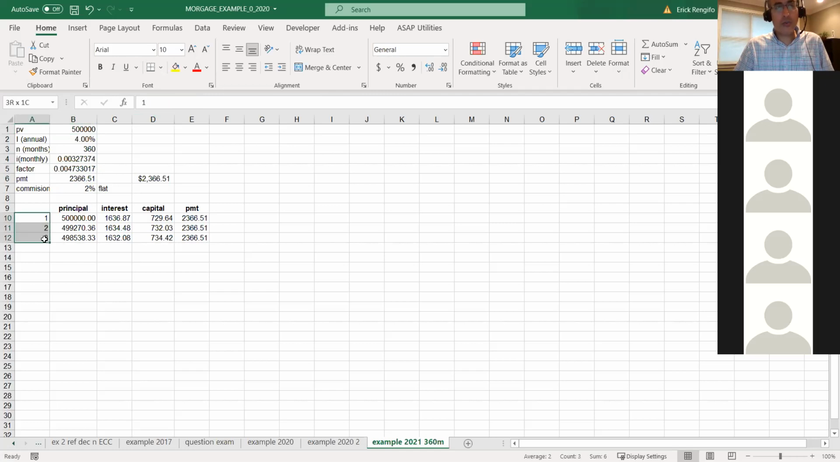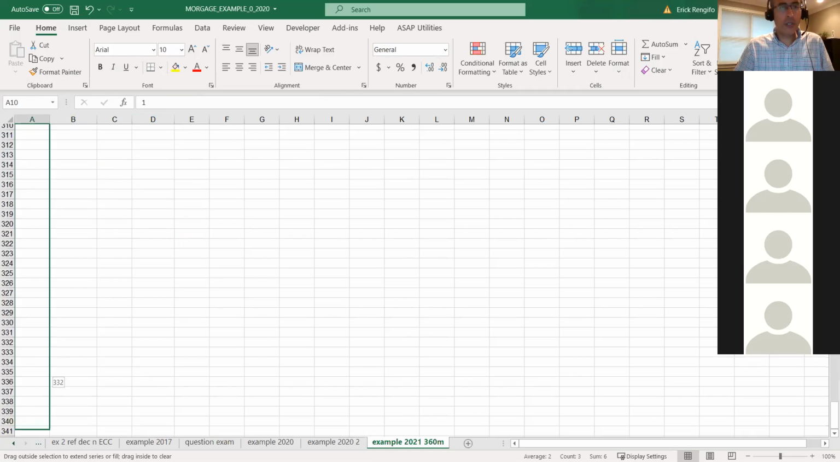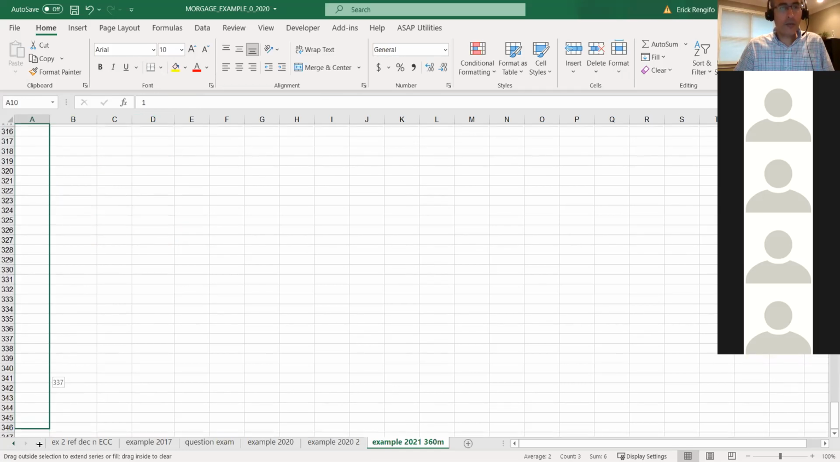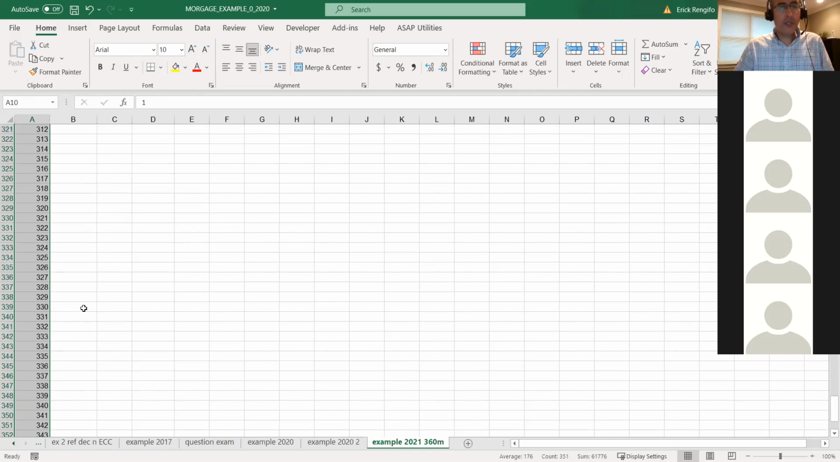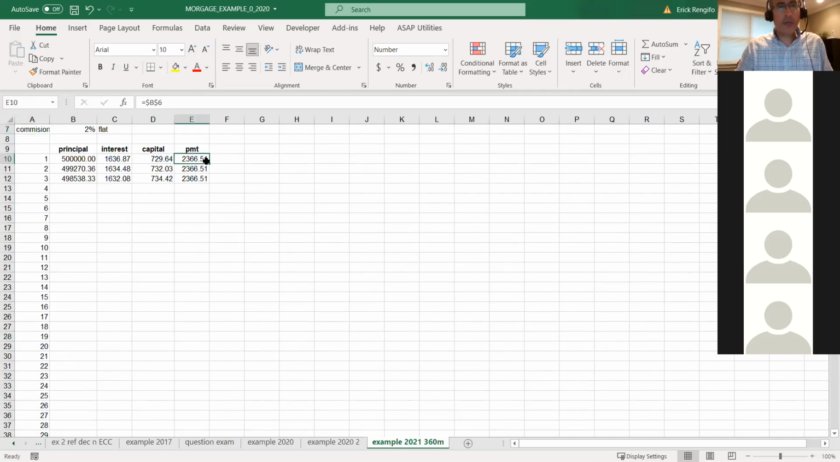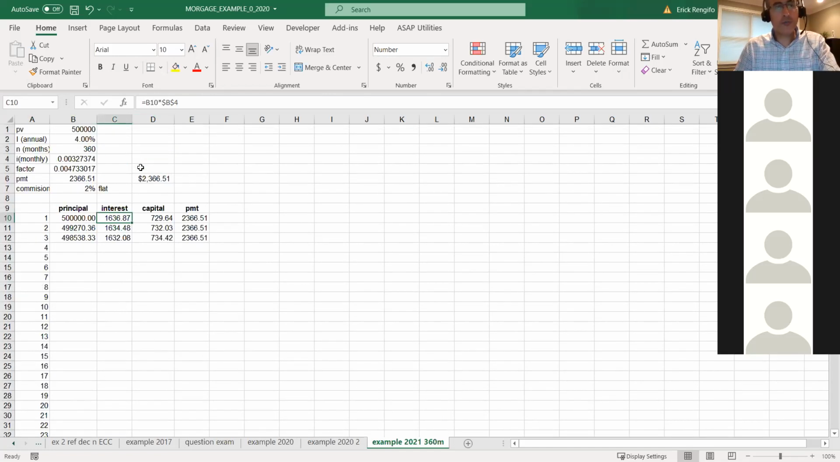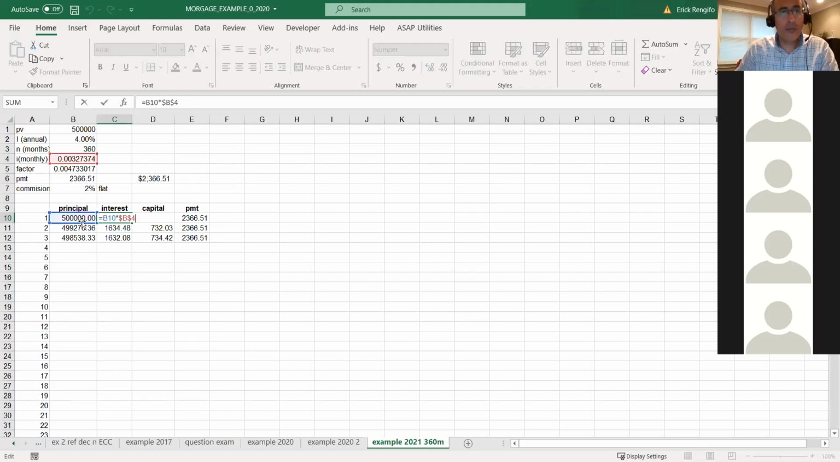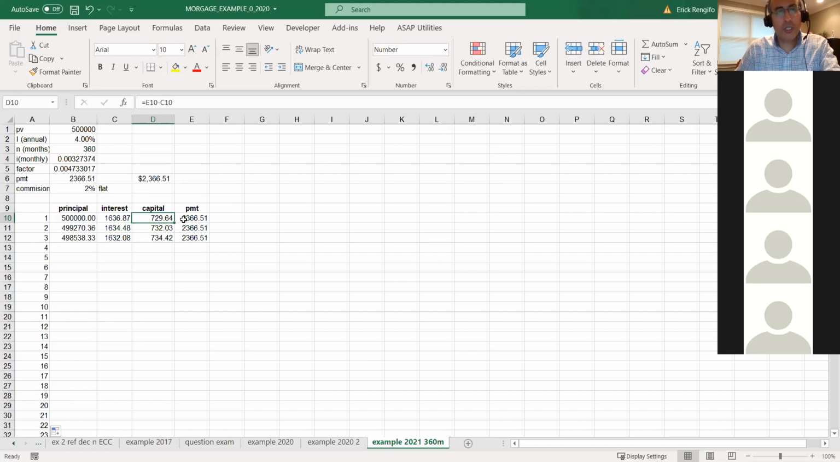And so what I do is I go from 1 to 360. It's a lot of periods. Then I know my payment is going to be constant. My interest is always going to be the 500,000 times this number here. My capital is simply the difference between my payment minus my interest. I have this number that is simply 500,000 minus my capital 729, etc.